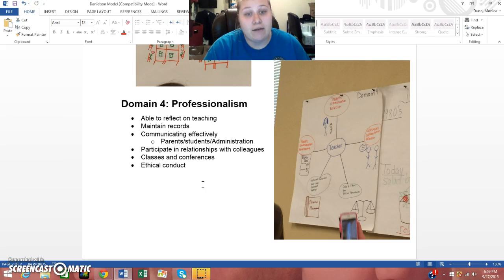You need to communicate effectively, and that includes the parents, the students, the administration. You need to make sure that you're communicating with everybody, and when you do, it's effective. And then you need to participate in relationships with colleagues. You need to know them well enough that if you ever have to work in a group with them or write a grant with them, you know them enough that you can do this.